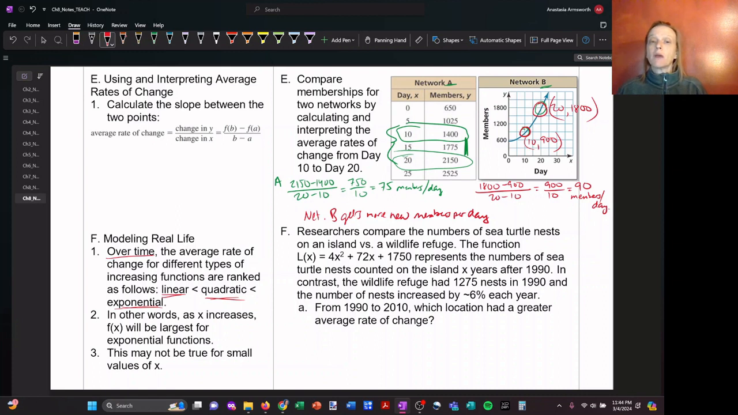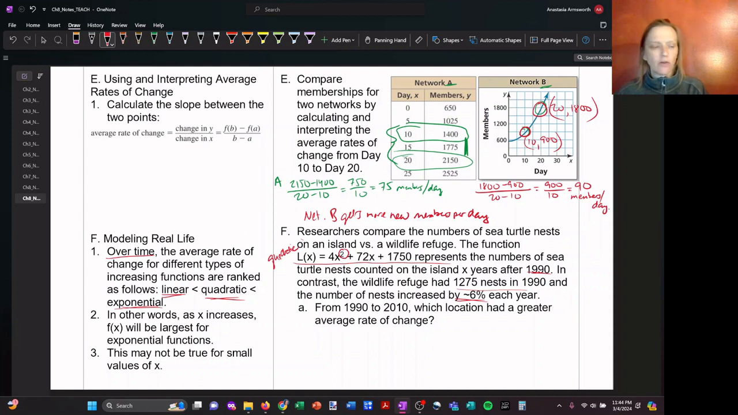So, for instance, if we've got sea turtle nests on an island versus a wildlife refuge, we've got this function representing the number of sea turtle nests counted on the island. And we're talking about years after 1990. And then the wildlife refuge has 1,275 nests, and the number is increasing by 6% each year. So what I have here is a quadratic function. This is going to be one of those parabola-shaped graphs. A quadratic function because of that squared term on the x.